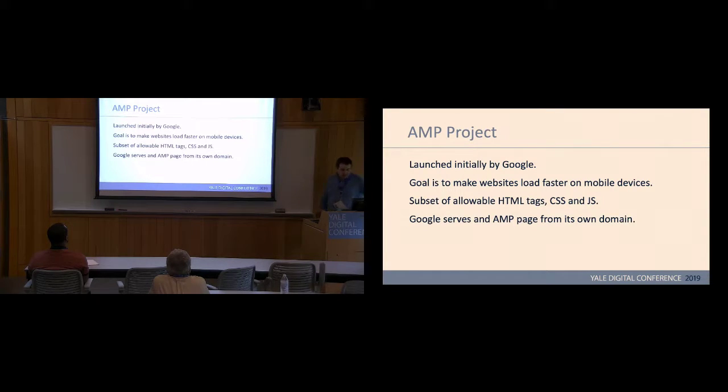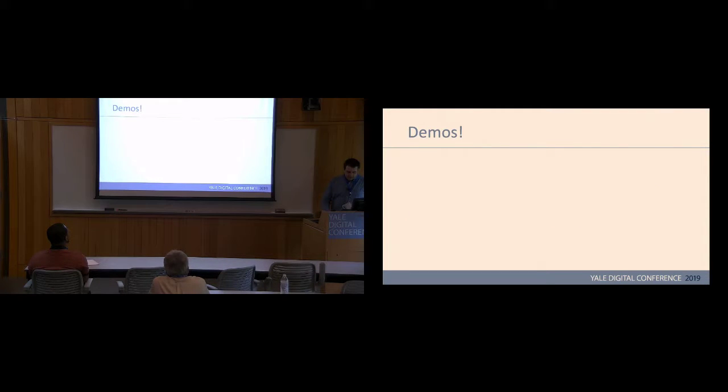And the AMP project, which is launched by Google, allows you to format your web page with certain HTML. It's a subset of HTML, so you can't use every single tag or every single piece of JavaScript. And what happens is Google will see that it's an AMP page if it's valid, and in certain mobile queries will serve it from their own domain. The idea being that their CDN, their domains will load faster than your own web page, to give mobile users faster speed when loading websites. And then we'll look at some demos.